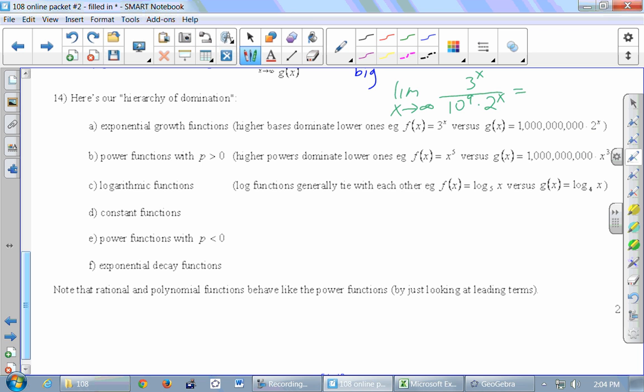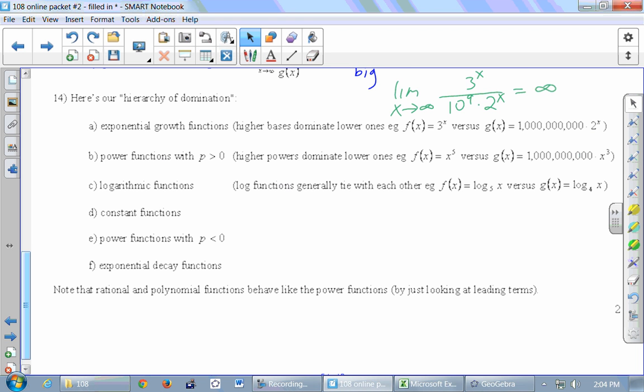So a billion on the bottom is a pretty darn big number. But what this thing in the parentheses says is that the higher base dominates the lower one. So the 3 beats the 2. Even though the 2 to the x has a billion sitting in the front of it, even though it's going to win for a little while, eventually the 3 to the x is going to win. The top one dominates, it goes to infinity much faster, and it pulls the whole fraction up to infinity.